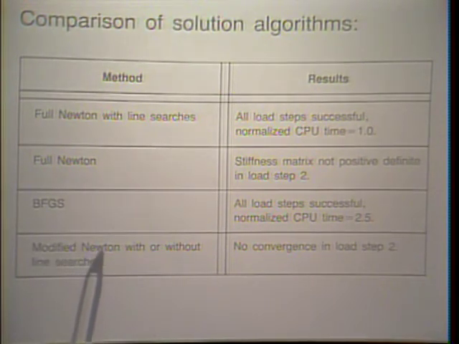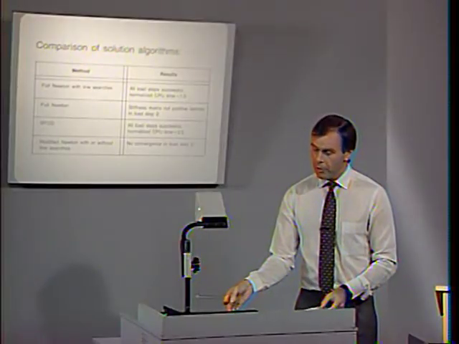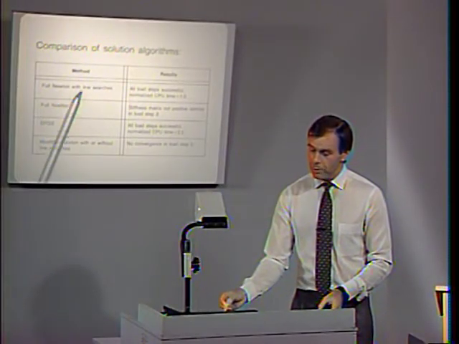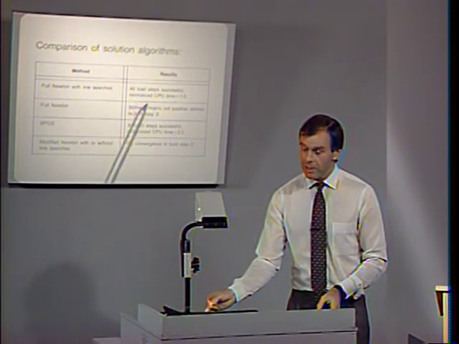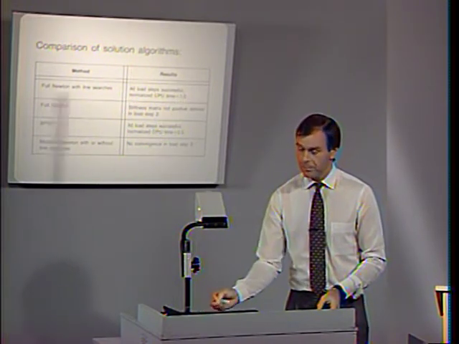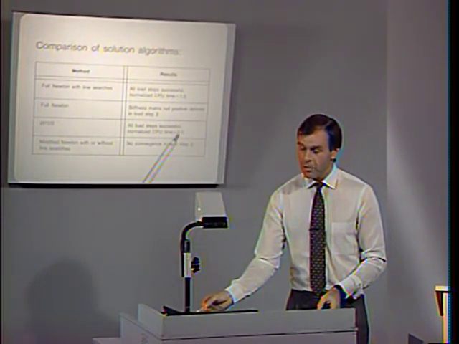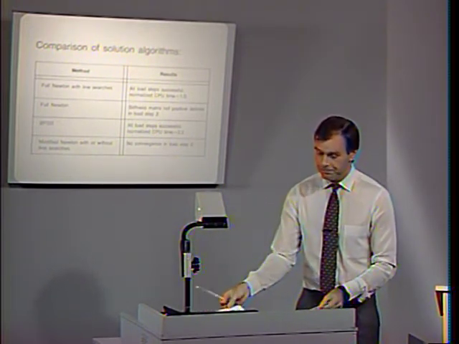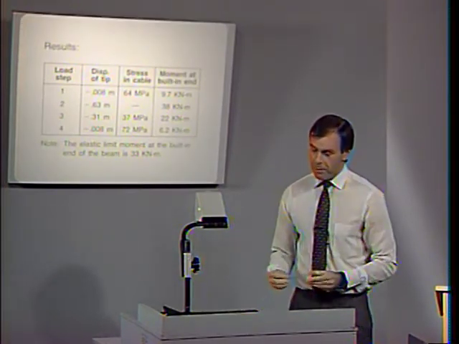And if we use a modified Newton method with or without line searches, we did not converge in load step 2. So this shows that really the full Newton method with line searches is very powerful, and in this particular case it is even the cheapest. The BFGS method did also quite well, but is quite a bit more expensive. The results of this analysis are listed in this table.